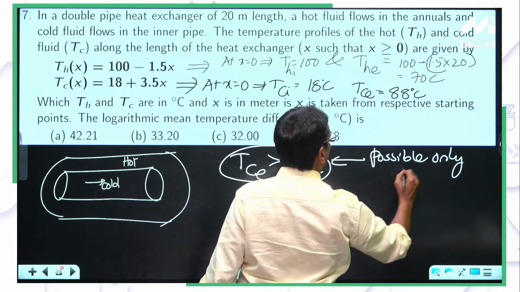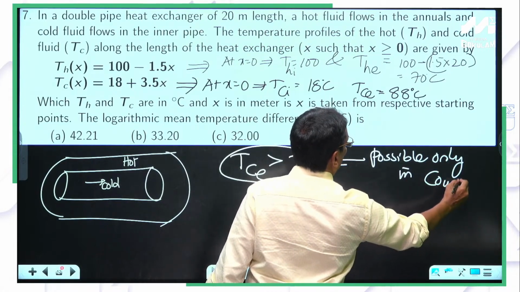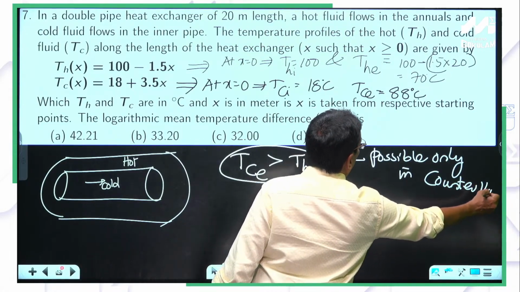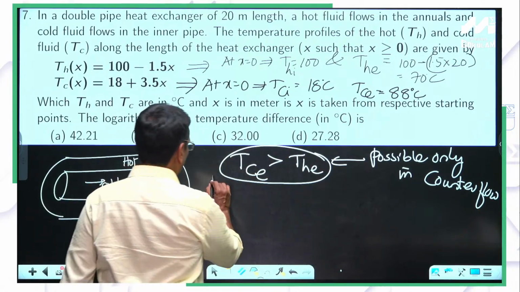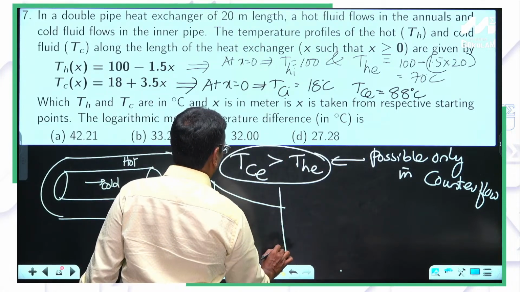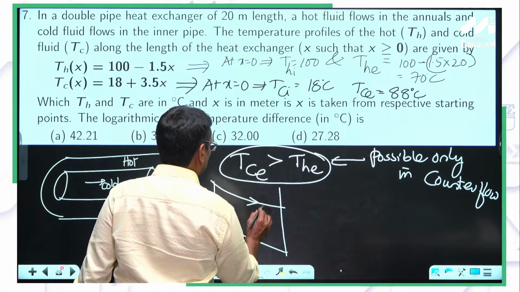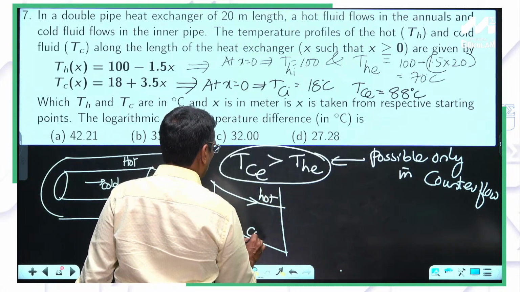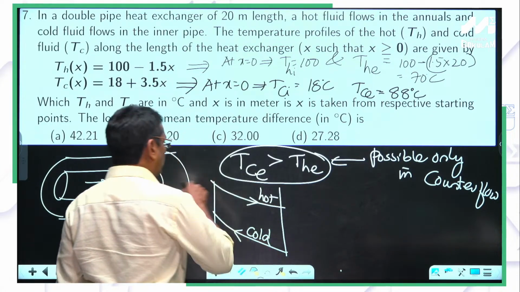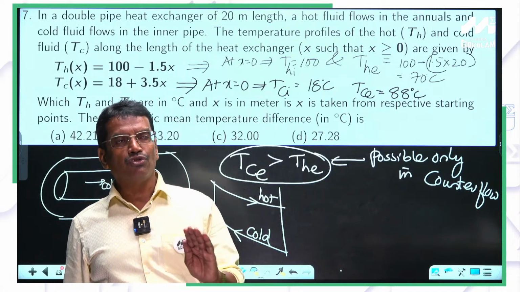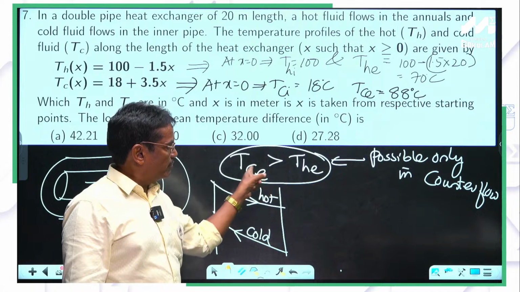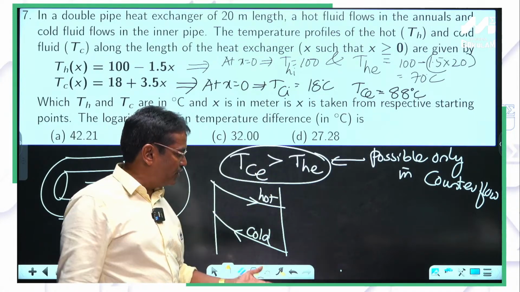Cold fluid exit temperature can be more than hot fluid exit temperature only in the counterflow heat exchanger, where the profile may look like this. This is the hot fluid, this is the cold fluid, this is a counterflow heat exchanger. This is never possible in a parallel flow heat exchanger. Cold fluid exit cannot be more than the hot exit.